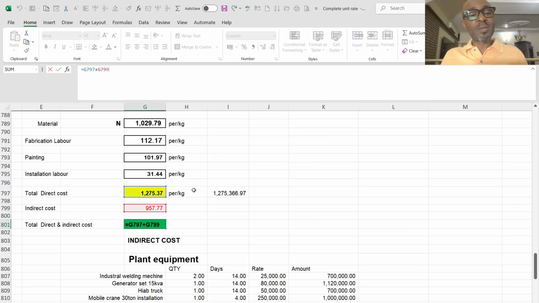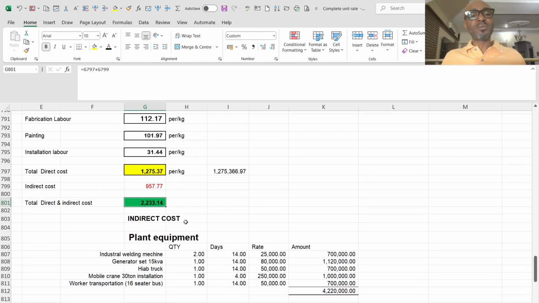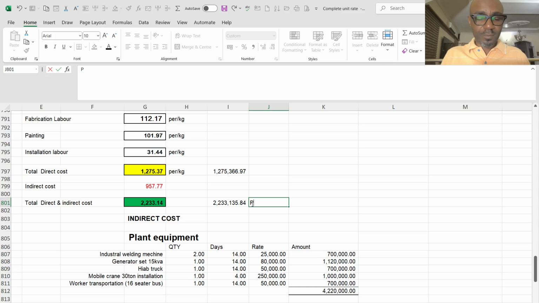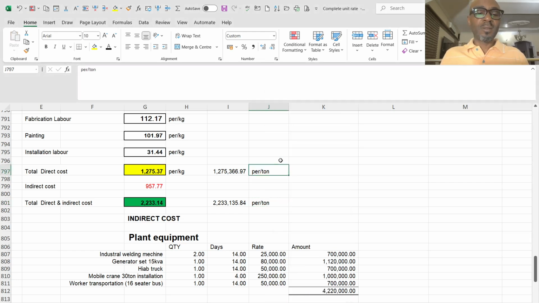Then if you add your indirect plus the cost of your material, installation, painting, and everything, it will be coming to 2,233 naira 33 kobo per kg, which is equivalent to 2,233,135 naira 84 kobo per ton. This is per ton, while this is per kg.